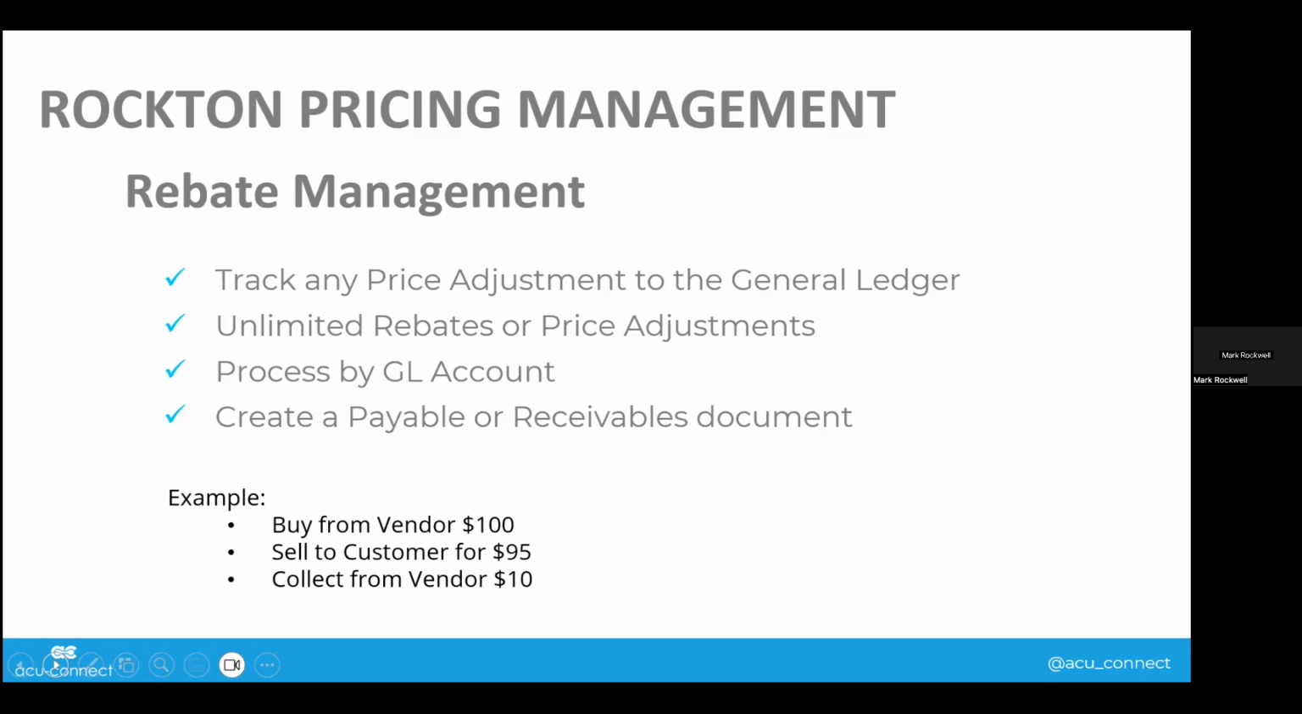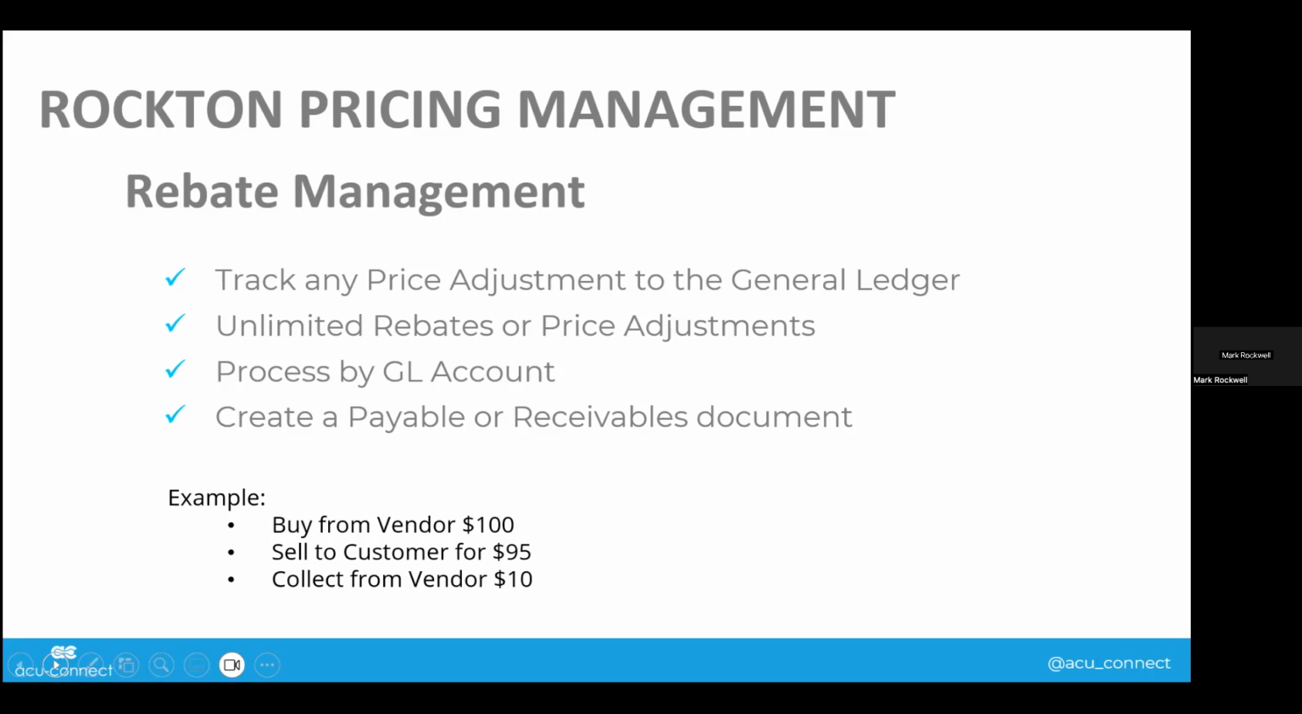Next we have rebate management. It actually does more than rebates, but rebates is the most common. We have this bizarre thing that happens, especially in the food industry, but there's more industries that do these rebate type things. You might buy something from a vendor for $100 and then turn around and sell it at a loss to a customer for $95, and then turn around and collect it from that vendor after the fact, $10. So I'm not sure why that happens, but there's a lot of industries that do that.